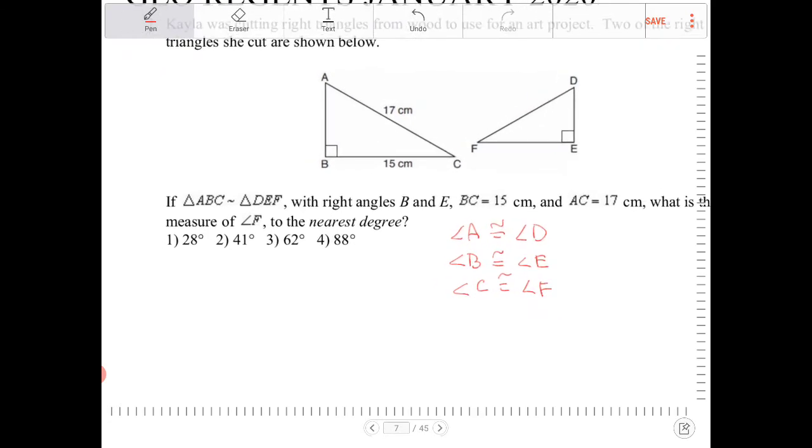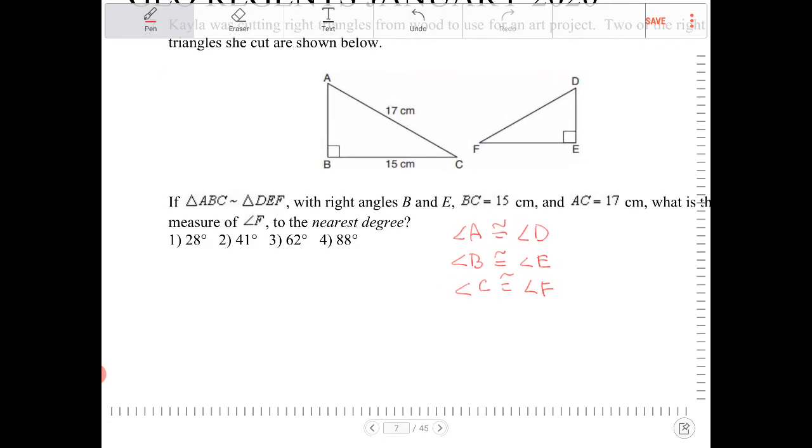So in this case, what I'm given is side BC and side AC. BC is a leg and AC is a hypotenuse. I'm trying to figure out what angle F is. And to find out what angle F is, I want to find out what angle C is. BC is going to be adjacent to angle C, and AC is the hypotenuse.